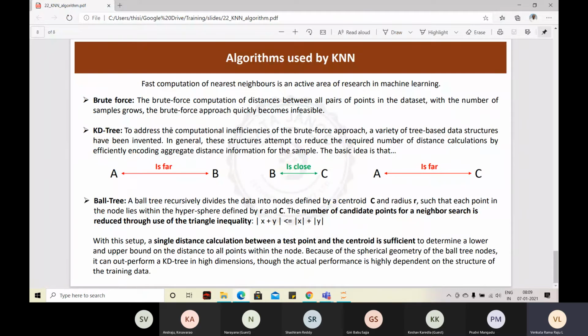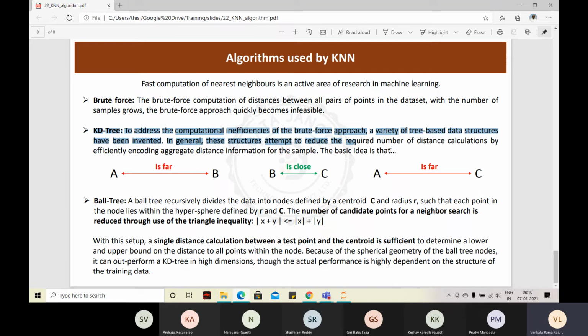KD tree: to address the computational inefficiency of the brute force algorithm, a variety of tree-based data structures have been invented. In general, these structures attempt to reduce the required number of distance calculations by efficiently encoding aggregate distance information for the sample. The basic idea is if A and B are far, and B and C are close, then A and C are going to be far.